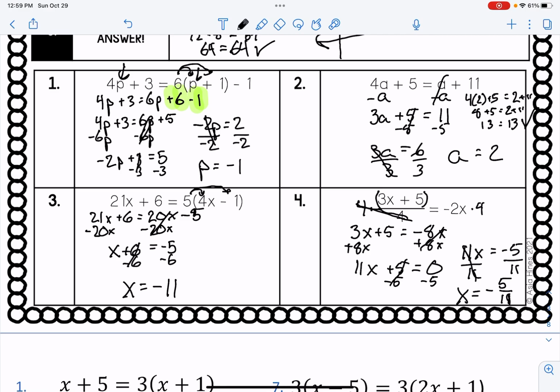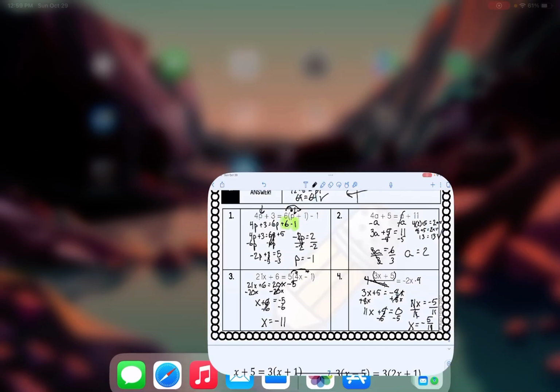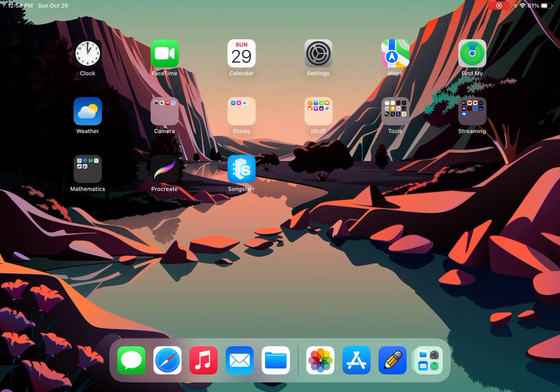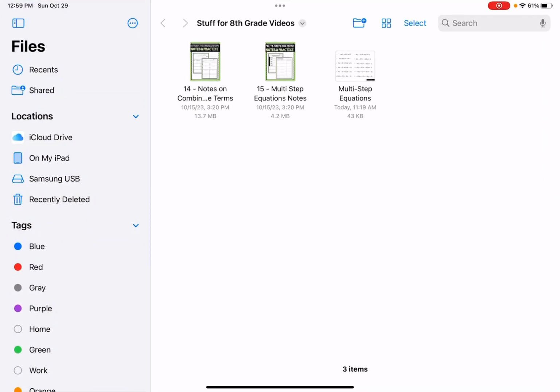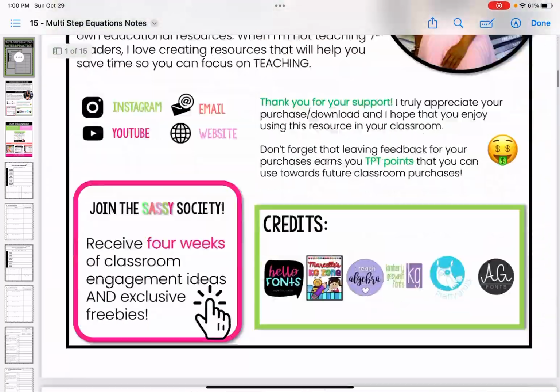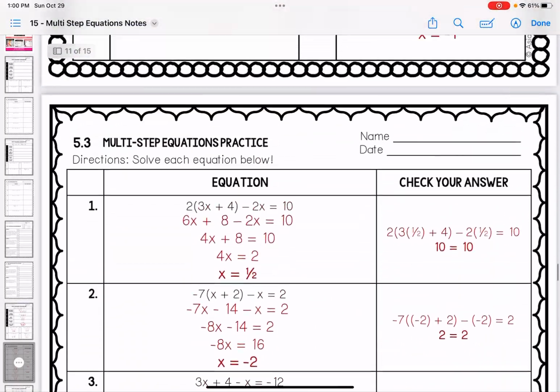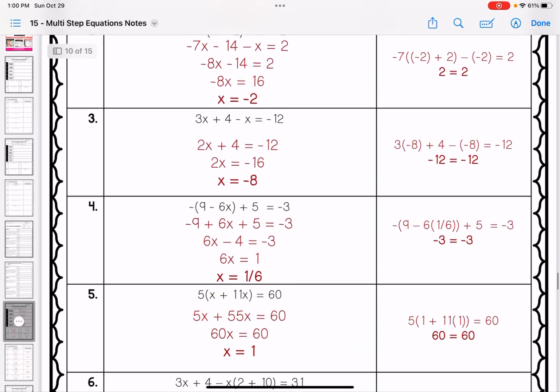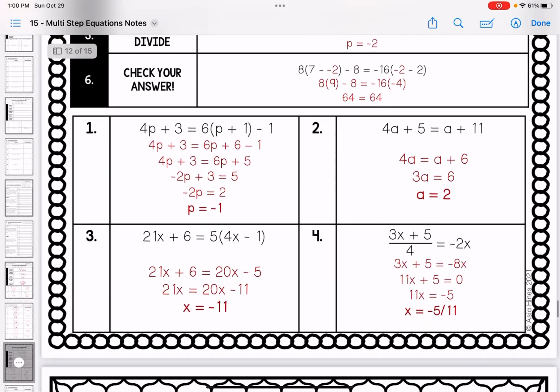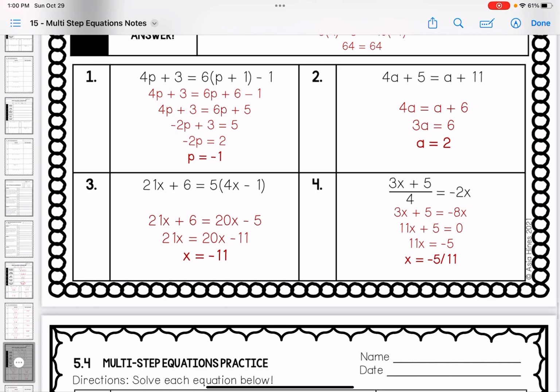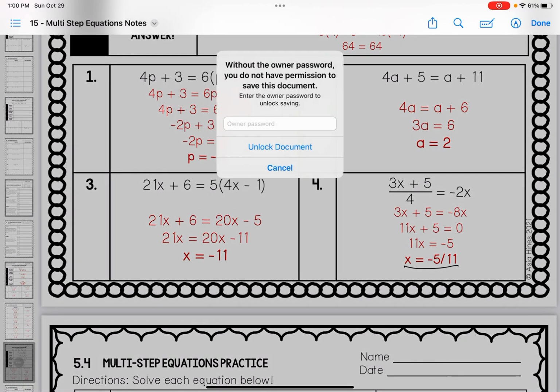Let me just go make sure that we will get a fraction here and that I didn't make a mistake, because it happens. Double checking. Negative 5/11ths, wouldn't you know it? Right there for us. Whoops.